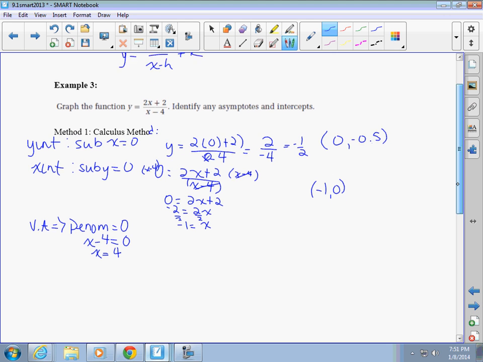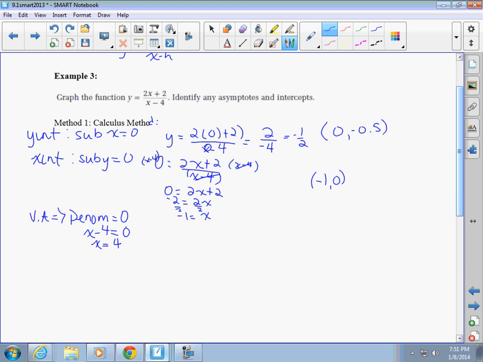My horizontal asymptote then, that's where I take my major terms and see what happens. So my major terms here are the ones with the variables in them, 2x over x is equal to, those will cancel, so it's just 2. So my sketch of this would look like this.